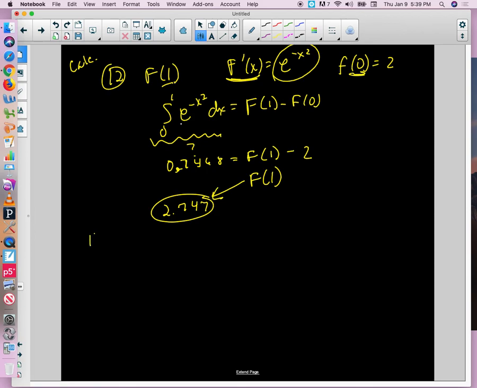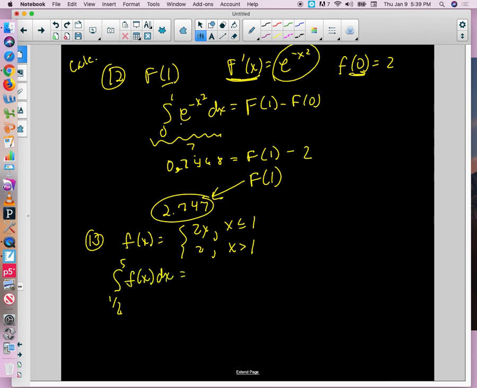All right, number 13, I've had some questions about. F of x is equal to 2x when x is less than or equal to 1, and 2 when x is greater than 1. We want to evaluate it from 1/2 to 5 of f of x dx. Well, there's two different things during this time frame from 1/2 to 5.